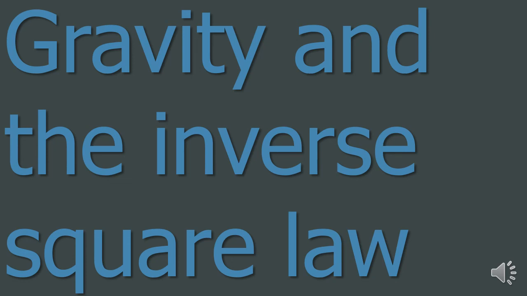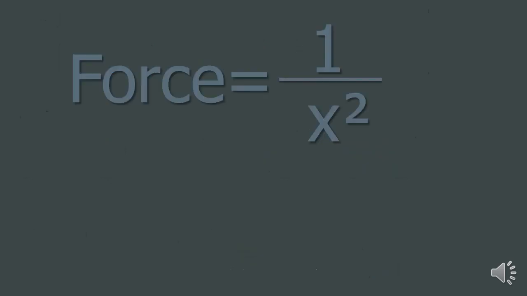6. Gravity and the inverse square law. Sir Isaac Newton proposed these laws. Gravity is a force between objects with mass. Anything with mass will attract anything else with mass. This force of attraction is proportional to the product of both masses involved, and inversely proportional to the square of the distance between the objects.